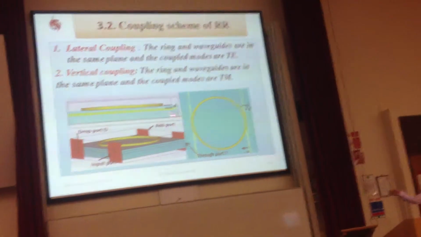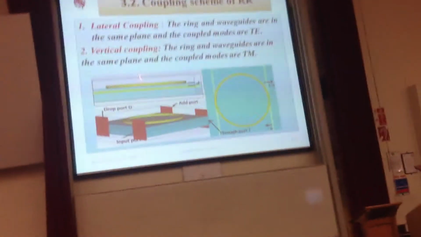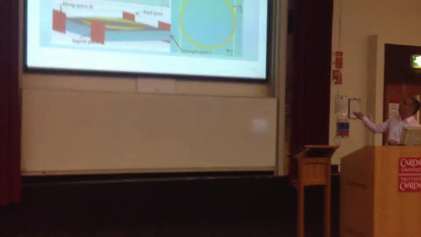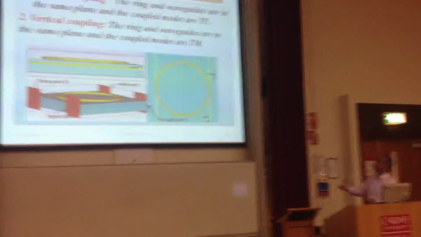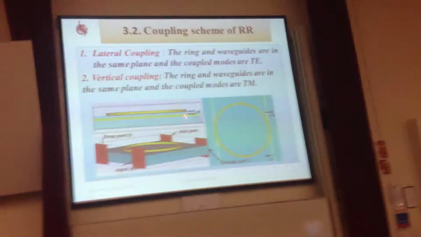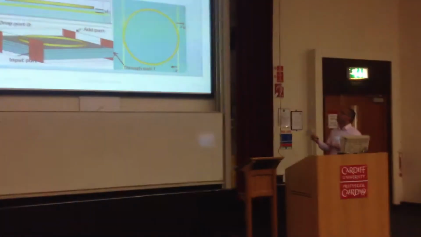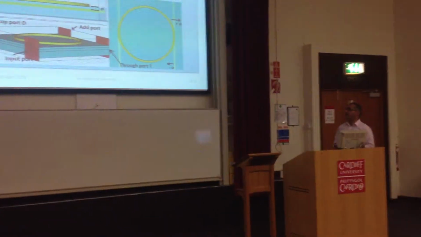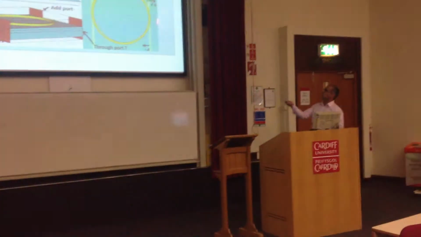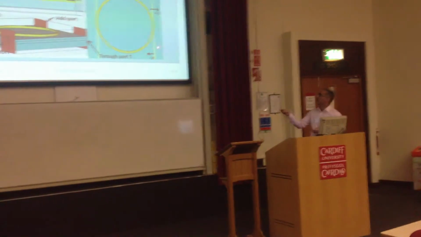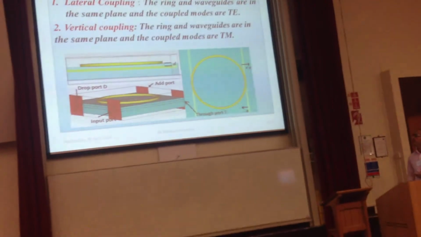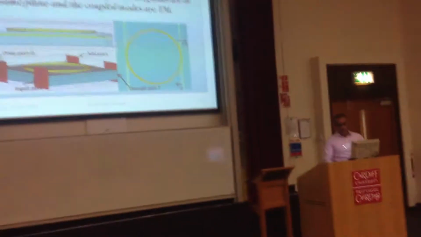Here are the waveguides, and this is the ring. Here we have two parameters that affect the coupling coefficient, which are the vertical separation, D, and the lateral deviation between the centers of the waveguides. In this direction it is plus A, and in this direction minus A.